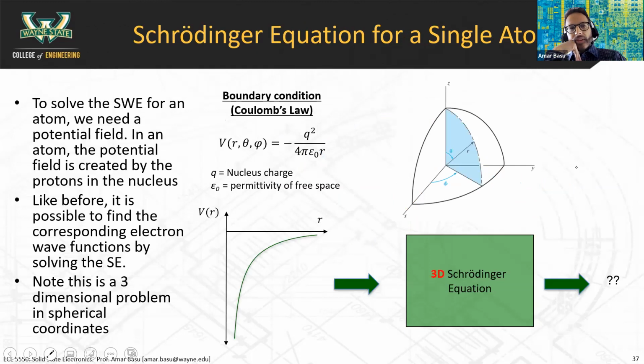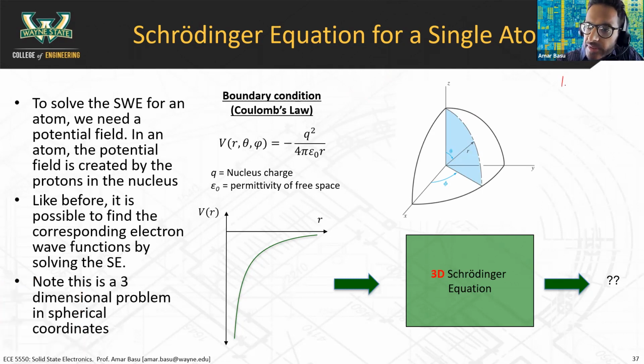Okay, so now we are transitioning. We're going to talk about the Schrodinger equation for a single atom. Before, we were looking at a simple one-dimensional example of the Schrodinger equation in a potential well. We also did a free electron. But now we are doing the three-dimensional Schrodinger equation for a single atom. Okay, and what is a single atom?